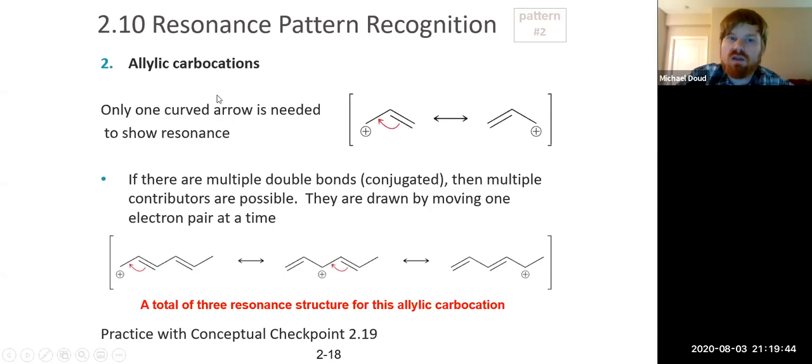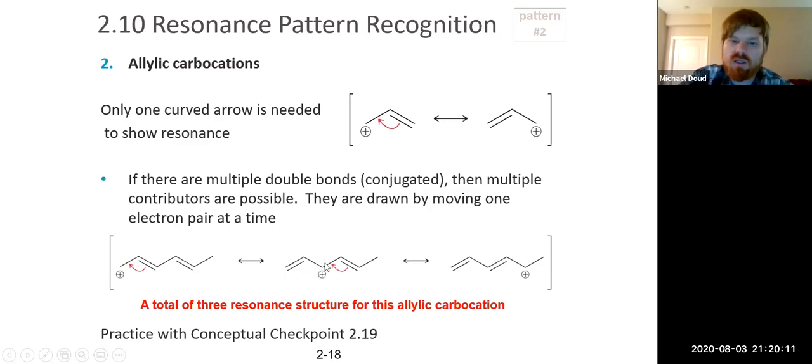Now, an allylic carbocation sometimes can be doubly allylic. So it can be conjugated in a longer chain. So for example here we have a carbocation and it's neighboring a vinyl position. So it's an allylic carbocation. We know that these pi electrons can swing over and form a new pi bond here, and that forms a carbocation here. That gives us our middle structure.